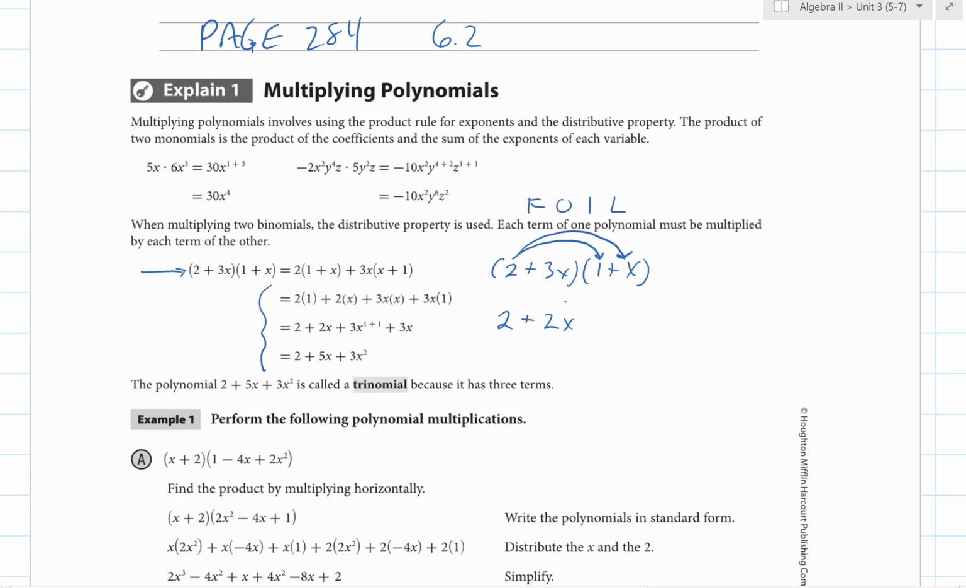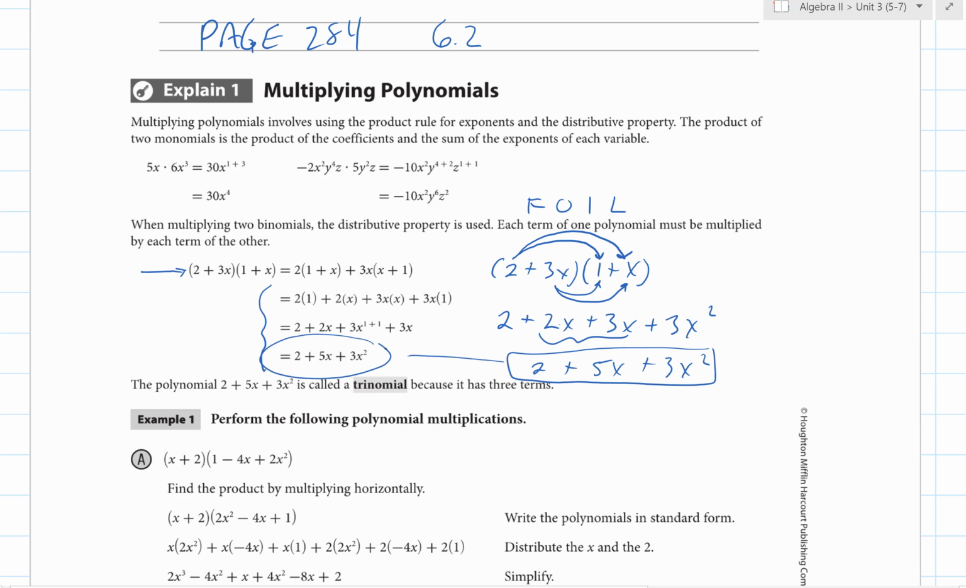And then the I stands for inner. So the two inside numbers are 3x times 1. That's 3x. And then L stands for last. That's the last term times the last term, which is plus 3x squared. And then we can combine the two terms in the middle. Those are like terms. 2x plus 3x is 5x, and then plus 3x squared. And so notice that we get the same answer that the author got using the distributive property.